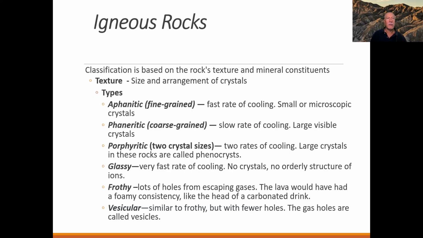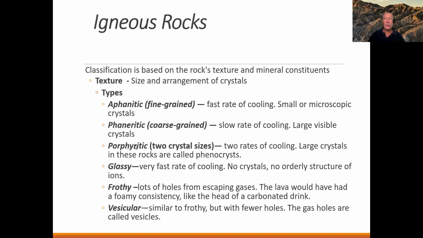And different types of textures: if it's very fine-grained, again microscopic or barely visible to the human eye, we're going to call it aphanitic. If it's coarse-grained, large, easily visible crystals, maybe 1/4 of an inch to 1/2 an inch in diameter, we're going to call it phaneritic.